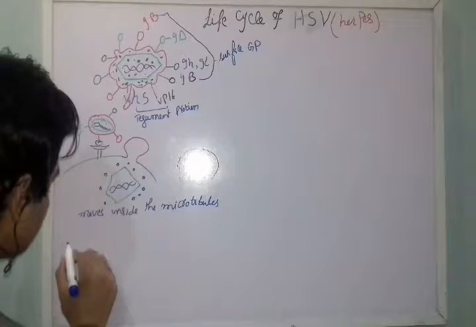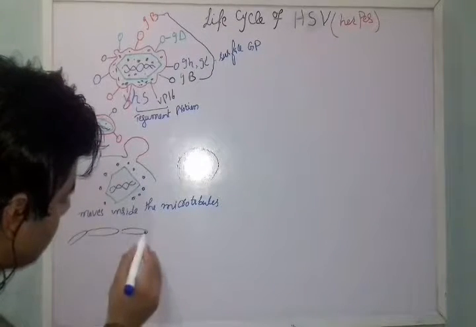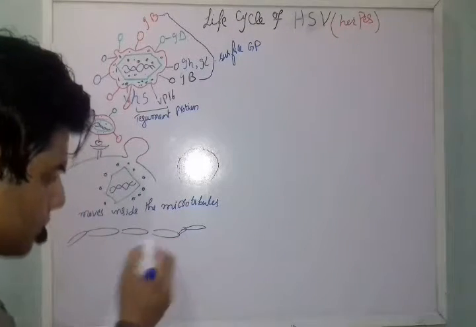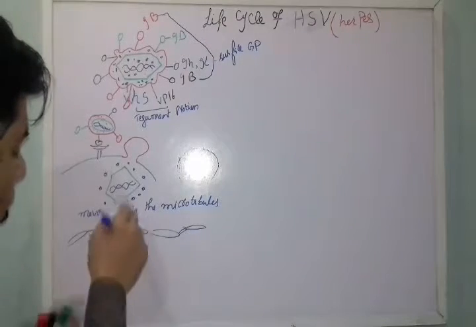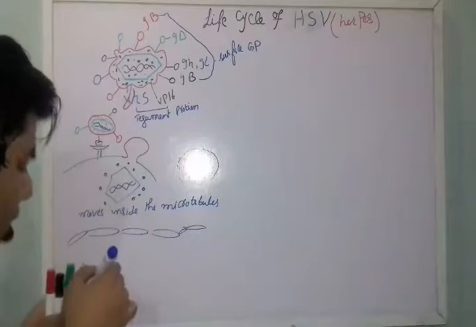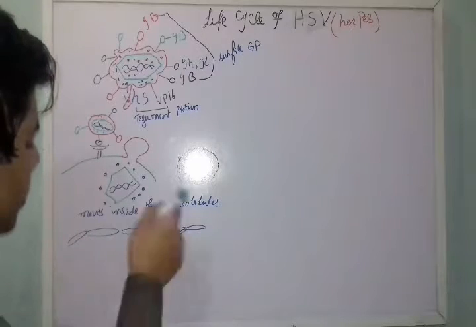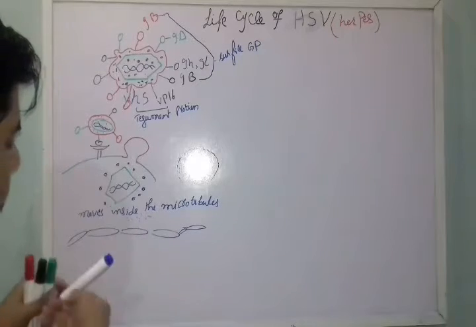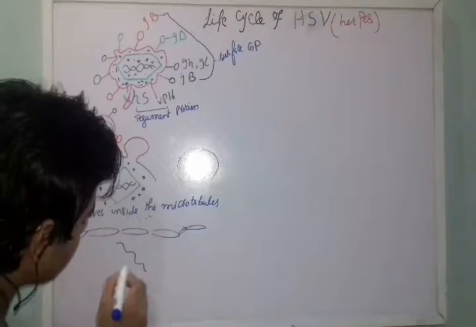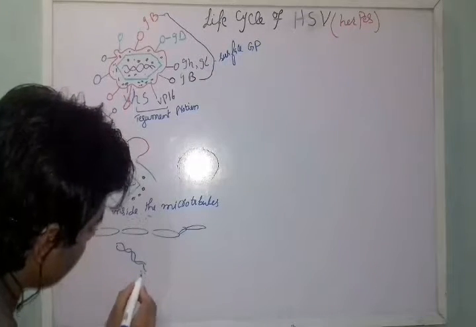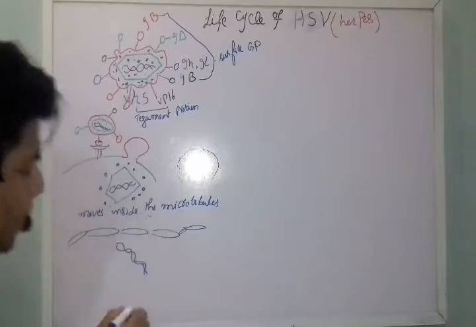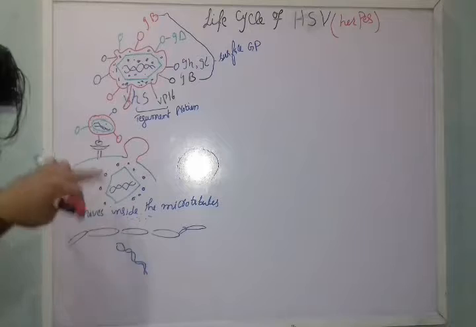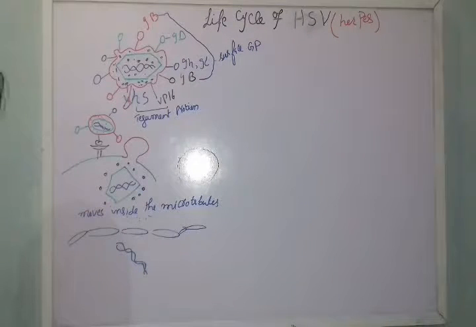So let me draw the nucleus structure here. Let's suppose this blue one represents the nucleus, or the nuclear membrane. Once the virus reaches here, it leaves its capsid. The capsid portion remains outside and just the DNA will be internalized.